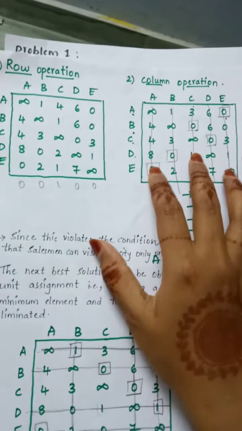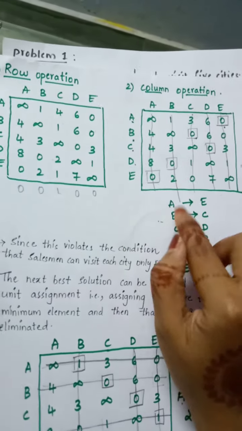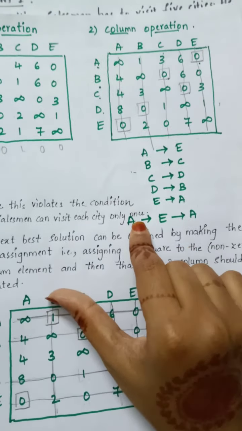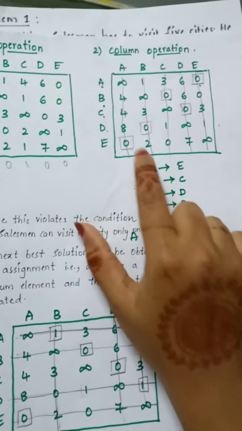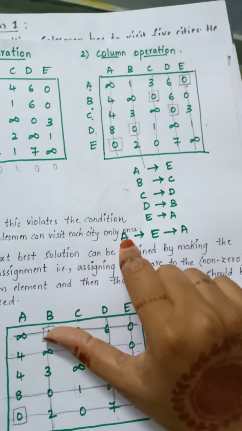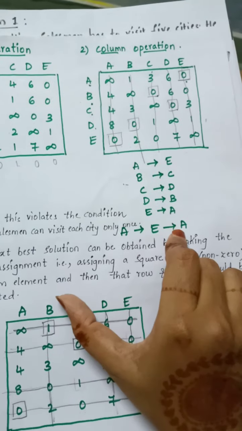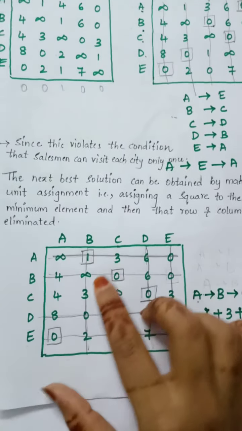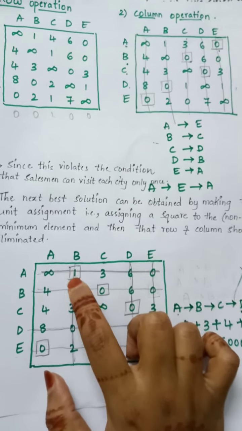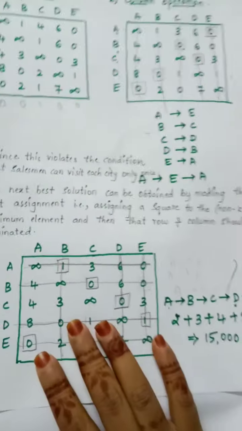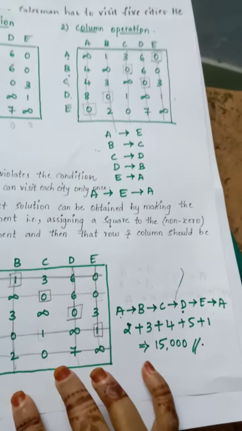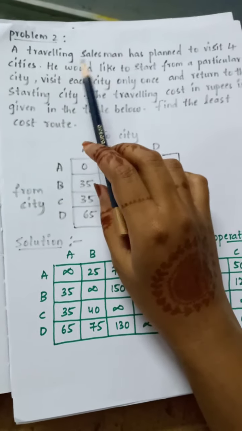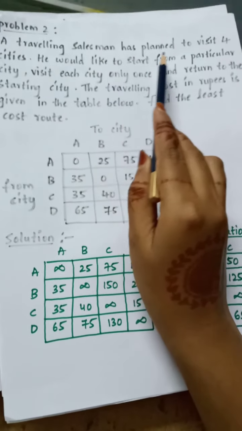Okay, after getting the number of squares equal to the number of rows, the next step is to check the sequence, students. We have to check whether the sequence satisfies the condition of the traveling salesman method or not. Since this has not satisfied the conditions given, since he is traveling from city A to E and again returning back to A, next we have to get the optimal solution by doing the unit assignment. We have done the unit assignment, students, by taking here the minimum non-zero element as 1, and we have done the remaining process as we did in our previous classes. Okay, so the total cost of this problem is 15,000 rupees, students. Clear?